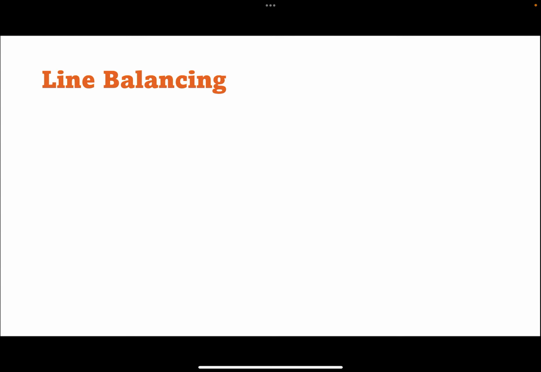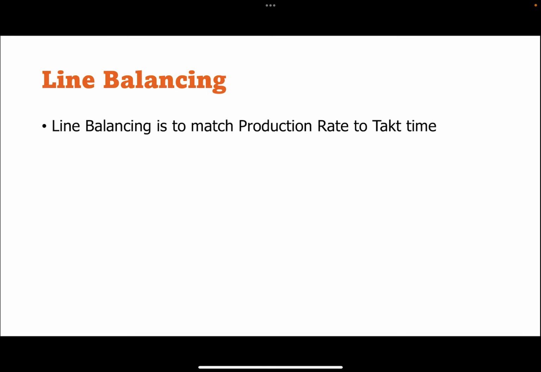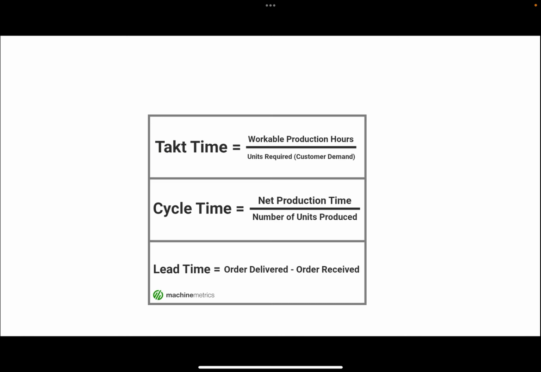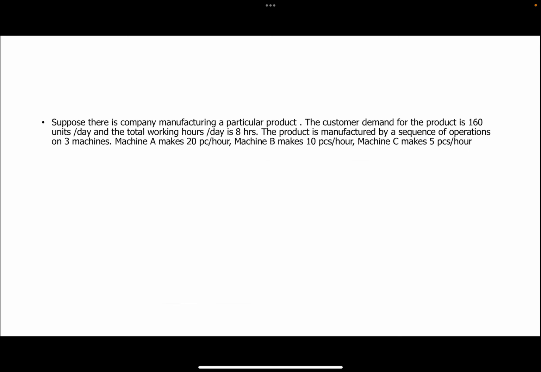Let us try to understand line balancing with an example. Suppose there is a company manufacturing a particular product. The customer demand for the product is 160 units per day and the total working hours per day is 8 hours. The product is manufactured by a sequence of operations on three machines. That means machine A makes 20 pieces per hour, B makes 10 pieces, machine C makes 5 pieces.